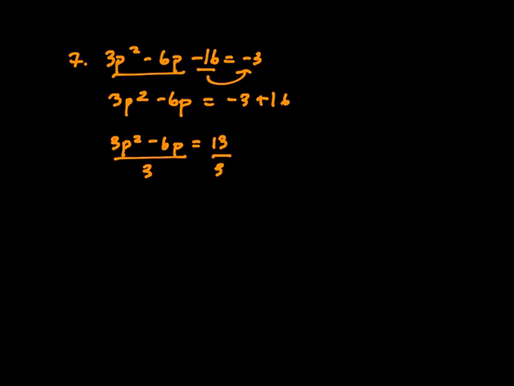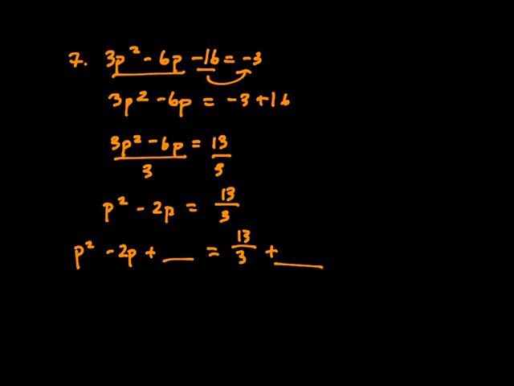Okay, so that gives me, because a has to be 1, p squared minus 2p equals 13 over 3. Now let's make some room for my special number. Just very special. Because it turns this into a perfect square trinomial. So we have 2 divided by 2 squared equals 1 squared equals 1. So that's my special number.